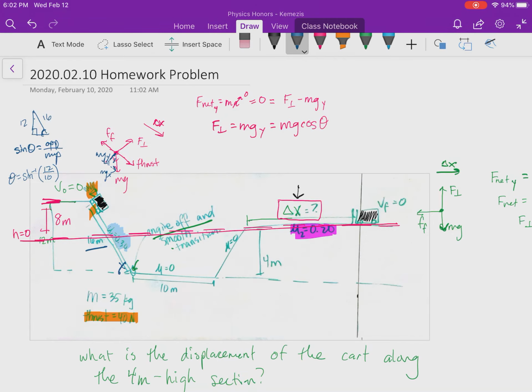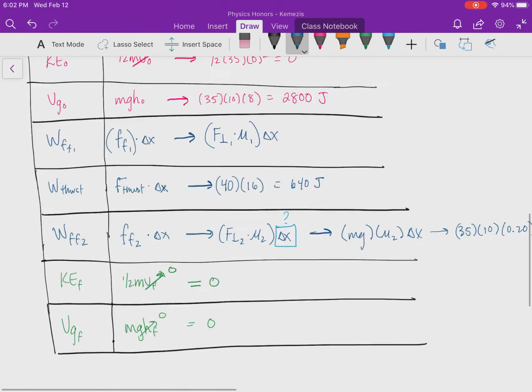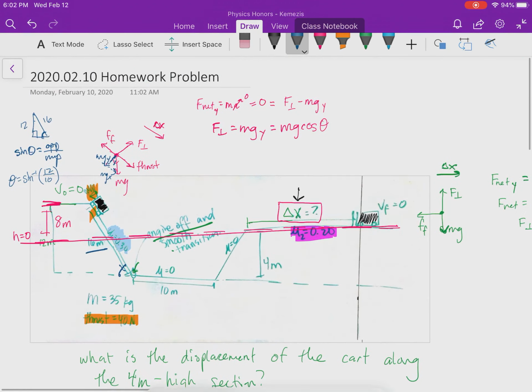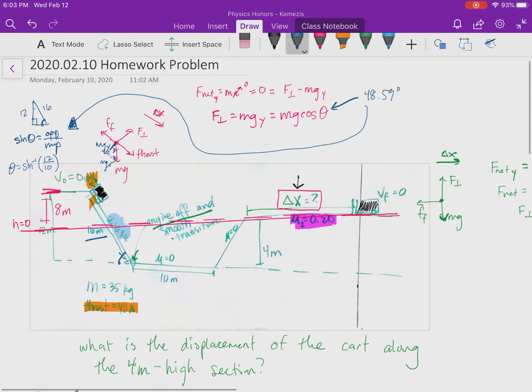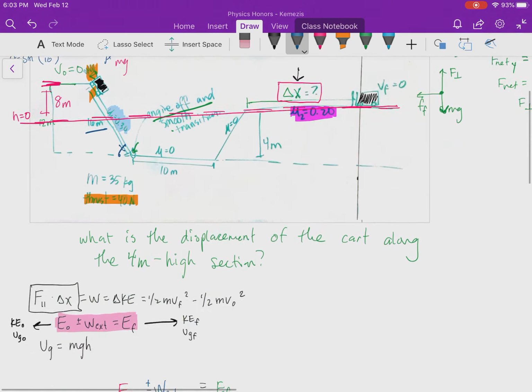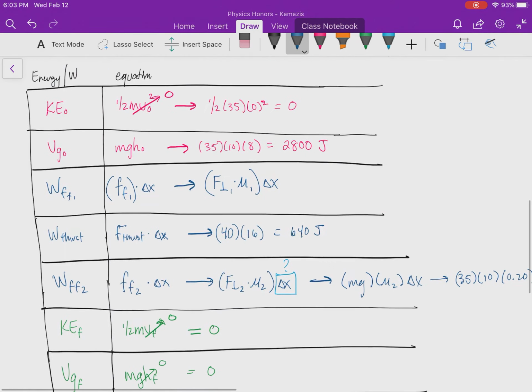Inverse of sine, 12 over 16. I get an angle of 48.59 degrees, and again this is coming from over here. Okay, so we now have found the normal force in this first situation, which is mg cosine 48.59. So we can plug that over here, right?